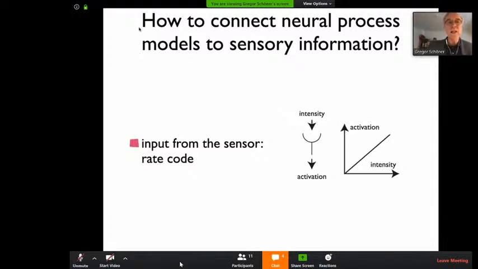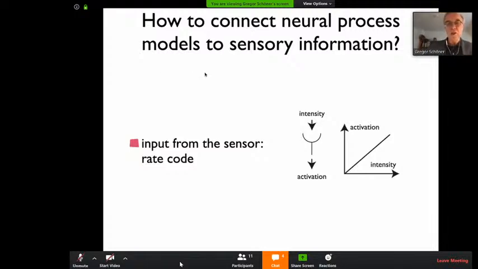So how do you connect neural process models like that to sensory information, right? I briefly talked about connectionism and then said recurrent, and I now used oscillation as a good example of what a strongly recurrent neural network is like. But how do I reconcile that with input?